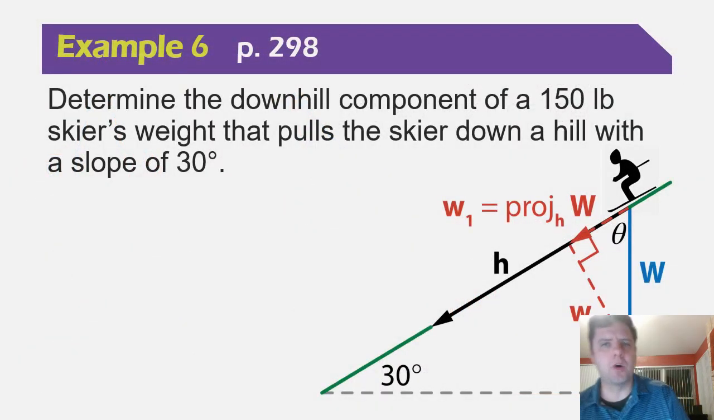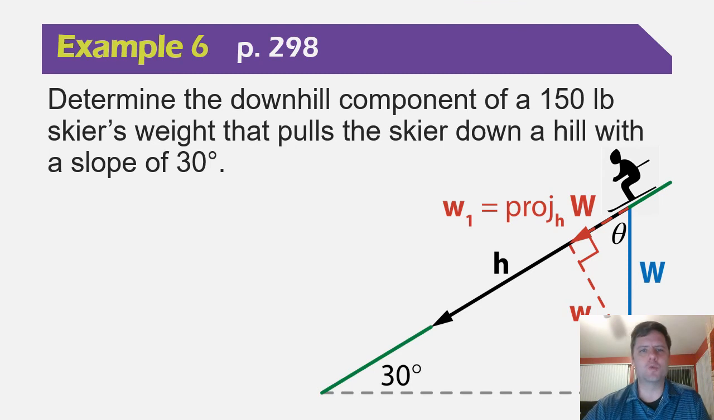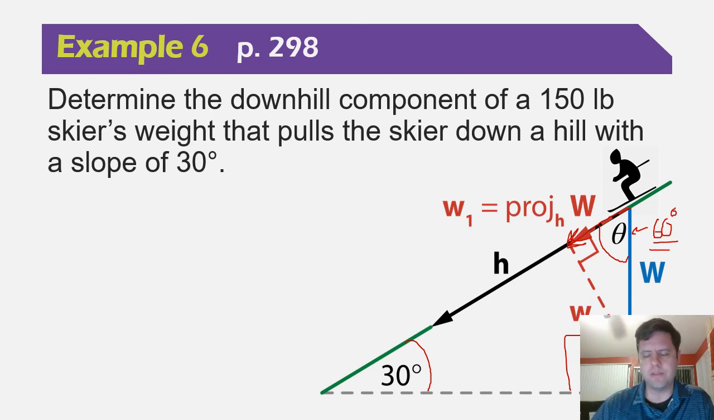So determine the downhill component of a 150-pound skier's weight that pulls the skier down a hill with a slope of 30 degrees. So again, we want to know the projection of his weight along this vector. Well, if we know this is a 30-degree angle and we've drawn a triangle here, then we know that this angle up here must be 60, right? Because we have a right angle down here. So 90 plus 30 is 120, so we're left with 60 degrees out of 180 degrees total for the interior angles of a triangle.